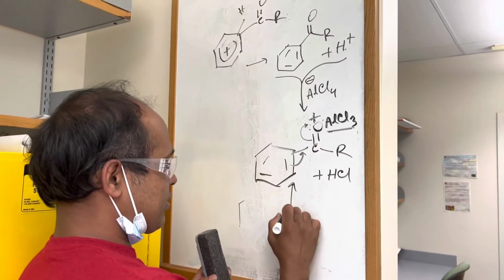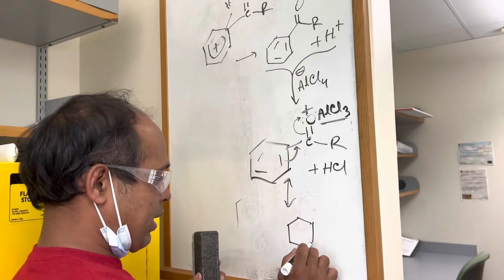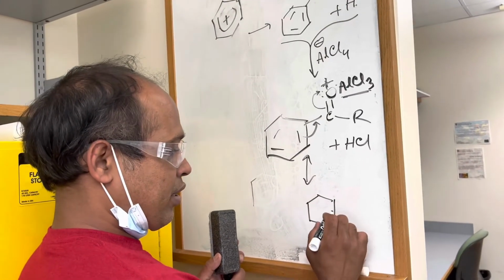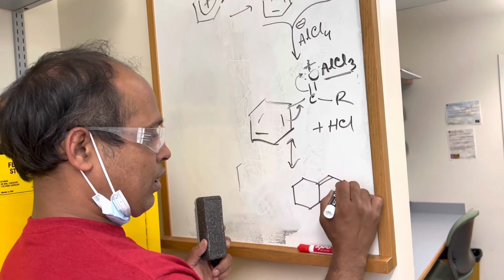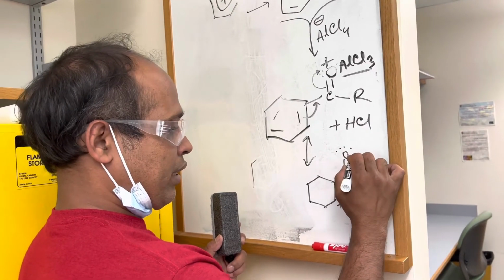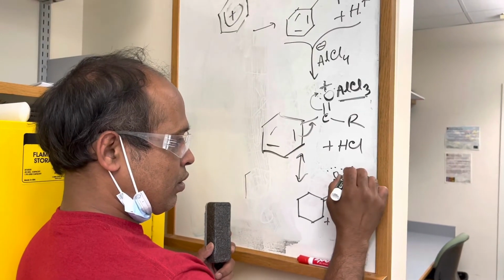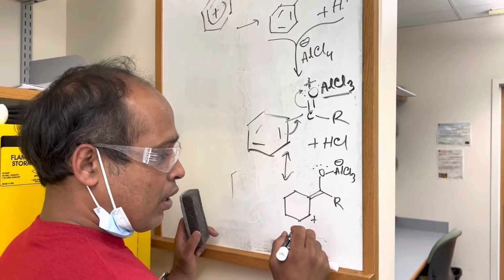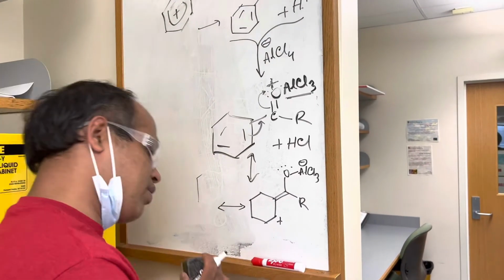So you can say like a resonance type structure. So you will get again the positive charge here, and it will be double bonded to R, and that oxygen will be neutral again with that aluminum chloride, AlCl3. There we go. Negative. Okay. And then it will go like a different resonance structure.